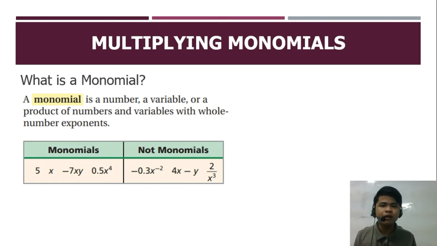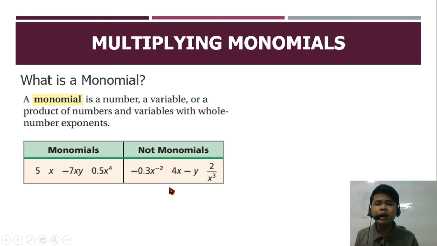The next, we have examples that are not monomials. The first expression that is not a monomial is negative 0.3x raised to the exponent negative 2. Why is it not considered a monomial? It is because its exponent isn't a whole number. If an expression has a negative exponent, it can't be considered a polynomial or a monomial.